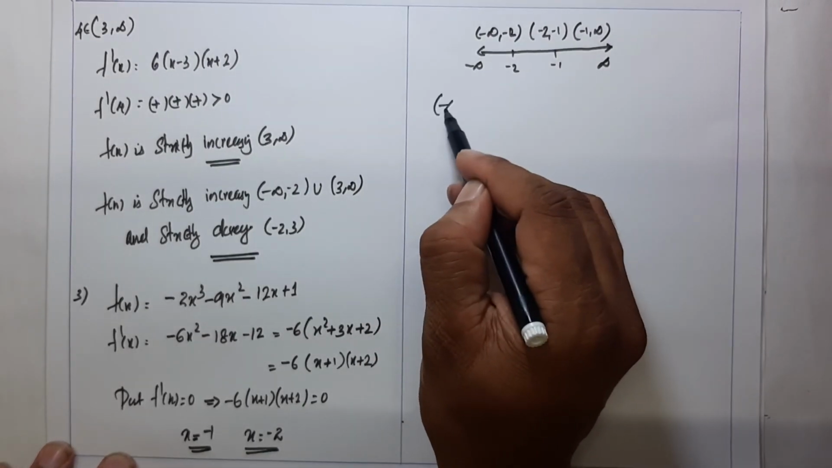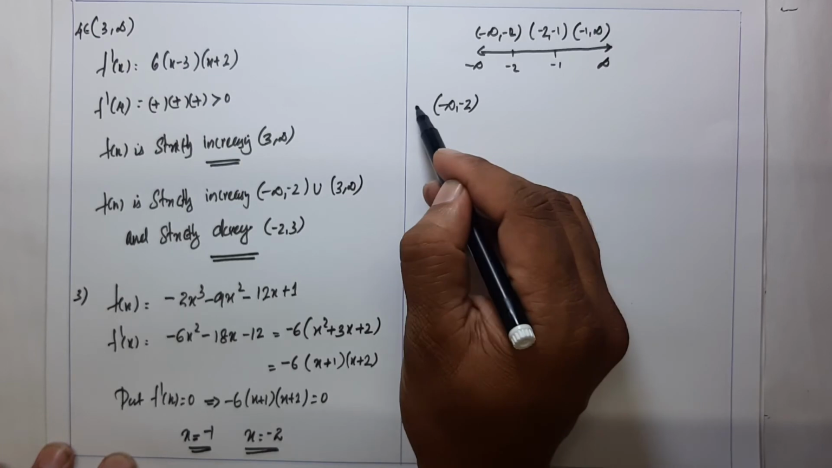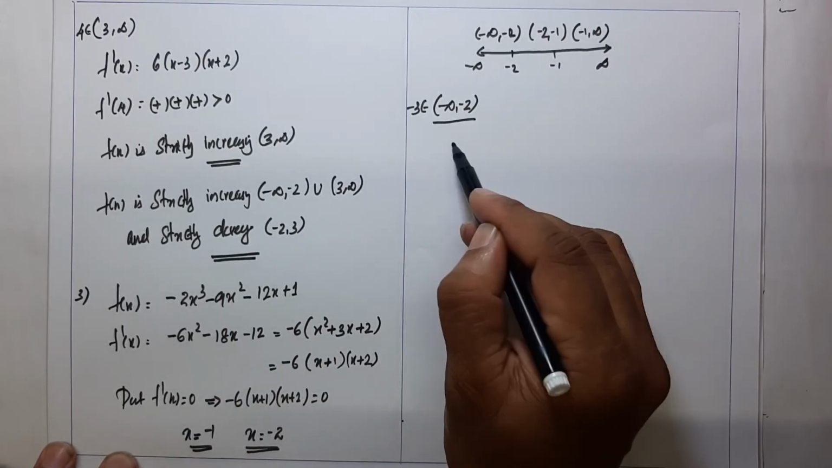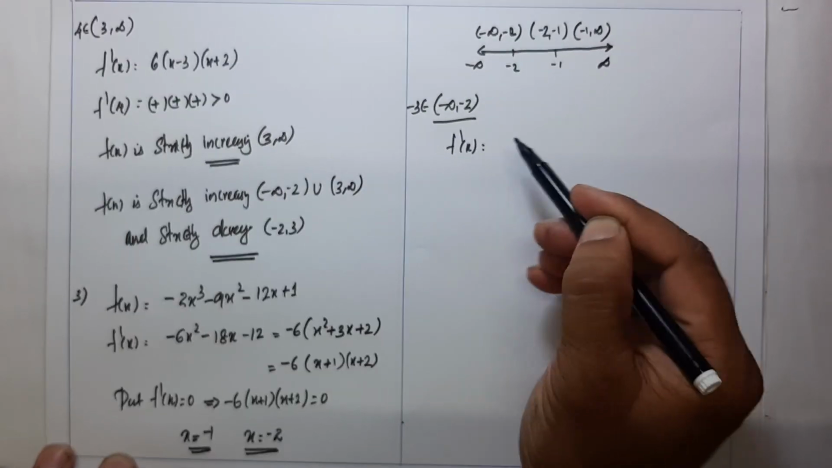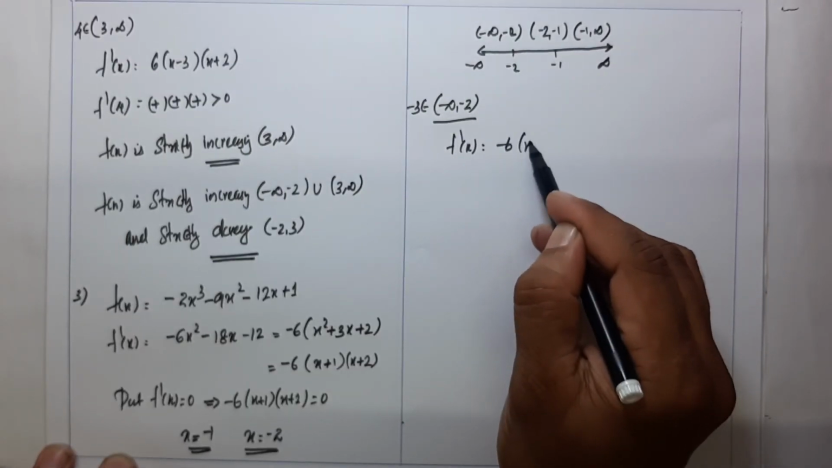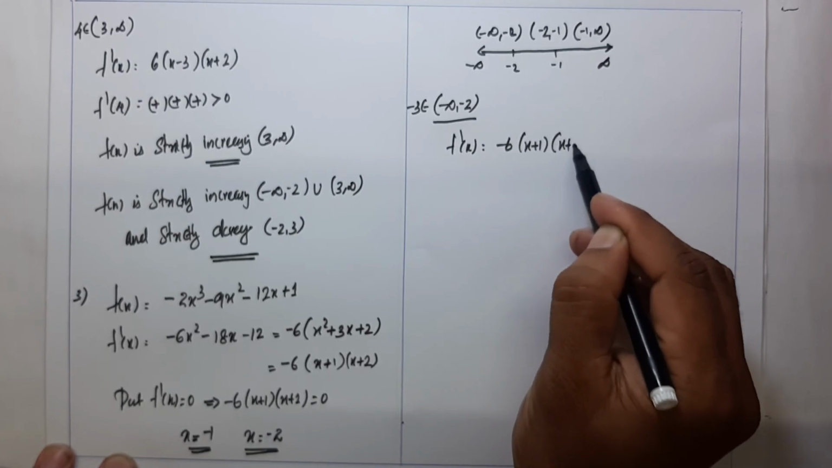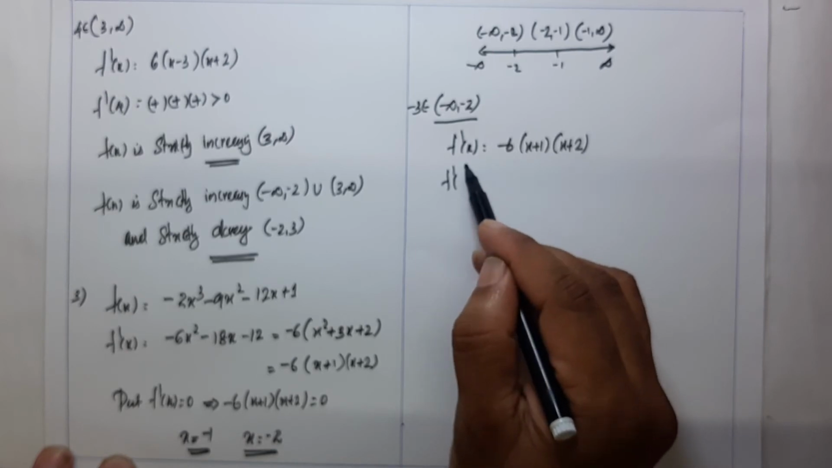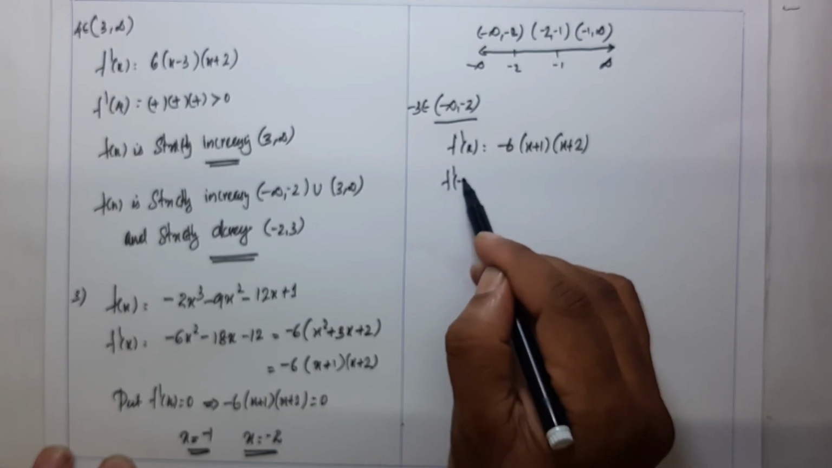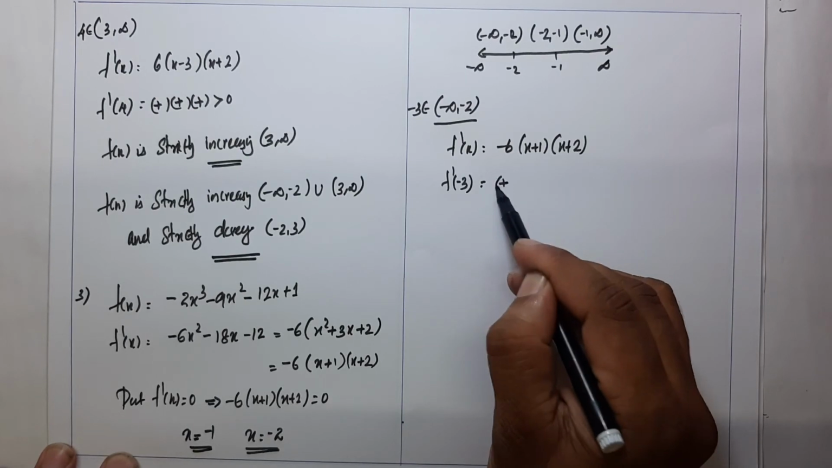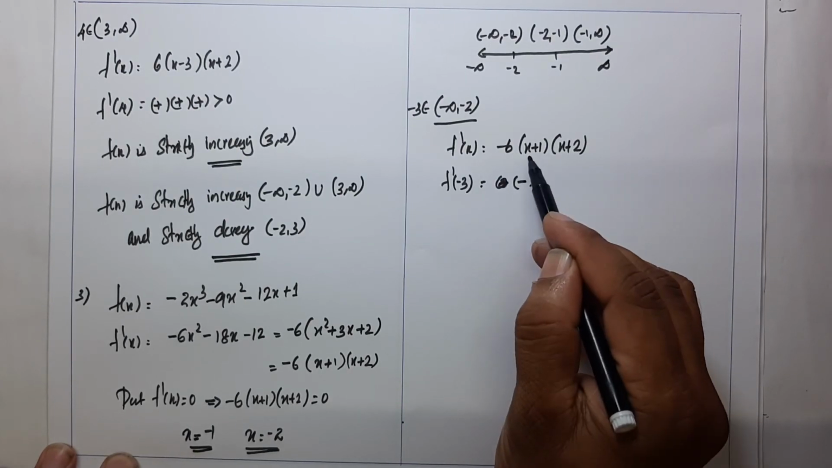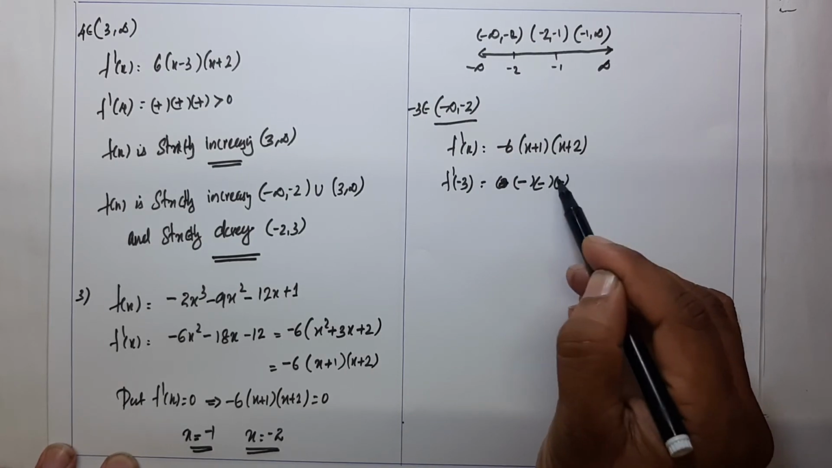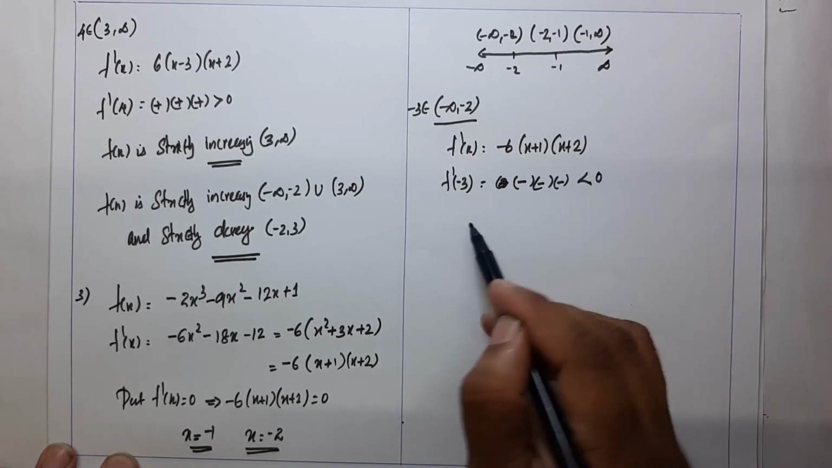First we consider the interval minus infinity to minus 2. We take a point minus 3 lying between minus infinity and minus 2. What is the first derivative here? Minus 6 into x plus 1 into x plus 2. We put minus 3 into the first derivative, that is f dash minus 3. Minus 6 is always negative. Minus 3 plus 1 is negative. Minus 3 plus 2 is negative. Negative into negative is less than 0.